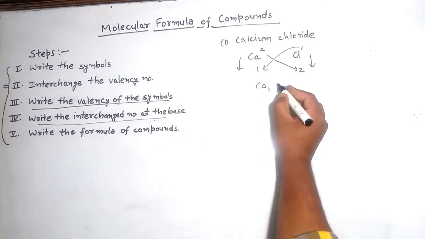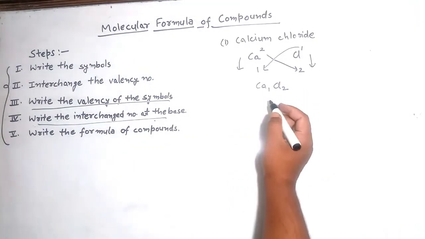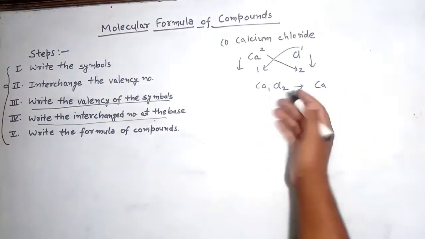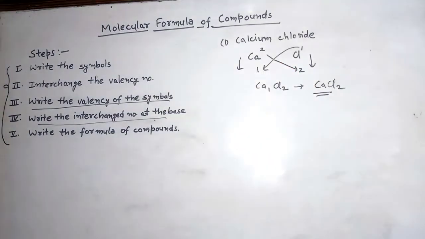So Ca1 Cl2. This will be our formula. Whenever 1 is at the base, we can write it as Ca ignoring 1, Cl2. This will be our formula for calcium chloride.